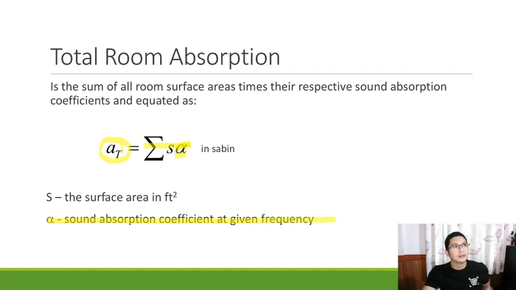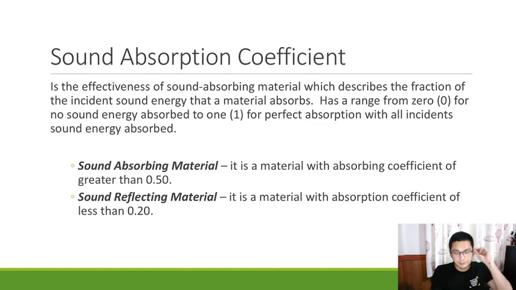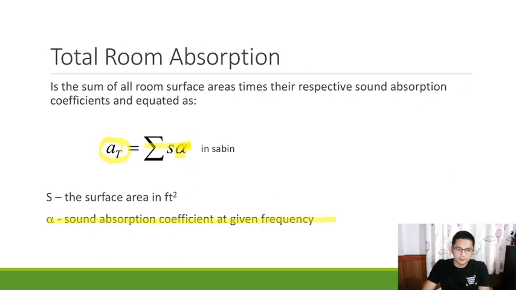Halimbawa, kung meron kang dyan sa area mo, meron kang semento na pader. So, ano yung surface area ng semento na pader na yun? I-multiply mo siya sa absorption ng pader na yan, and then i-add mo dun sa natira pa na surfaces doon sa target mo na room or target mo na area. So, yun yung total room absorption natin. So, yung coefficient natin, sound absorption coefficient, ito, yung alpha.